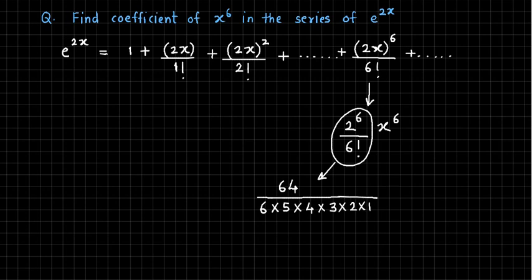So here we can have 4 into 2 is 8. 8 will get cancelled with 64 with 8, and we can also cancel the factor of 2 to have 4 and 3 remaining. So finally we have 4 divided by 45. So the coefficient of x raised to 6 is 4 by 45, which is the answer.